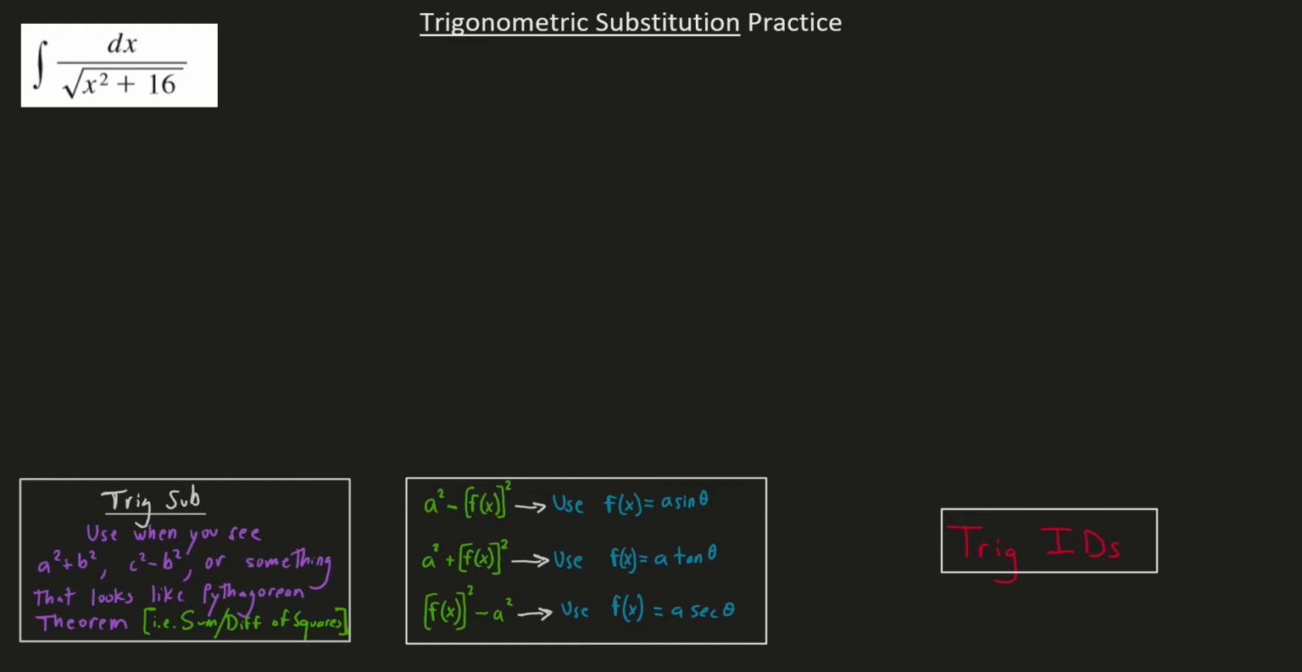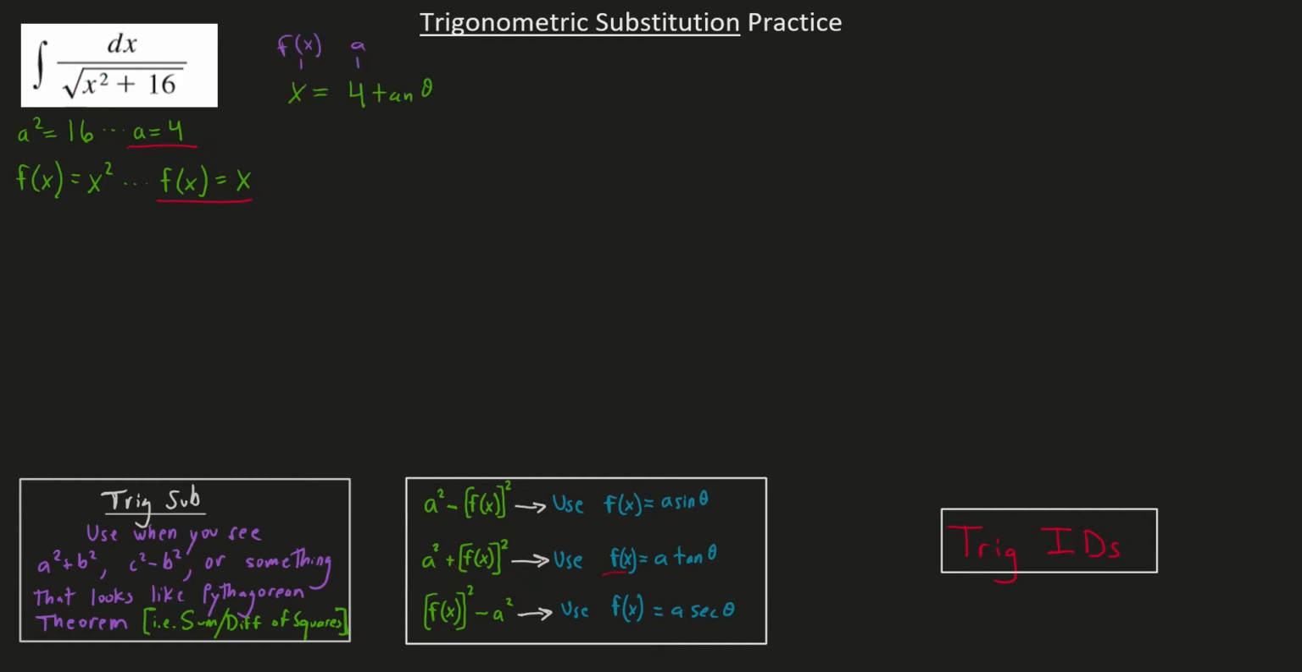So next problem, a little bit faster this time. I see that Pythagorean theorem, sum/difference of squares situation going on. And I see this entry. My squared numbers are getting separated by addition. So my a squared maps to my 16. Take the square root. A is 4. My function of x squared piece maps to my x squared. Take the square root. My f, my function, is just equal to x.